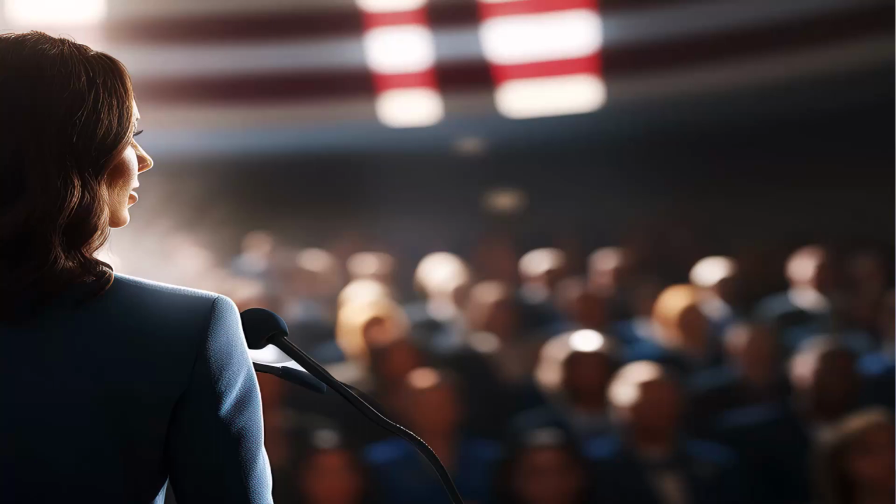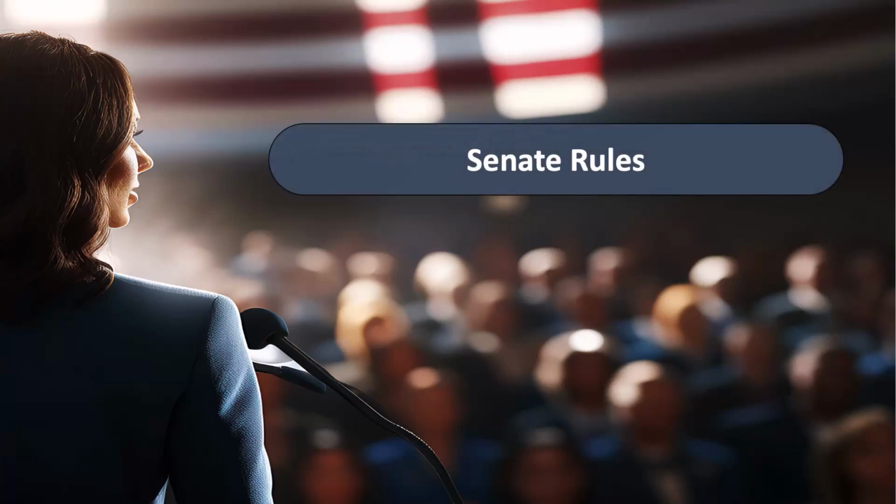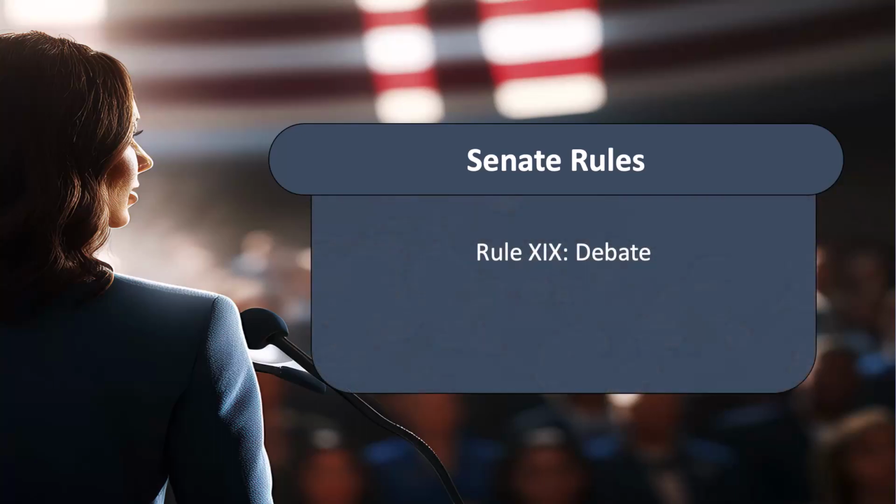Rather, it arises from the Senate's rule that allows for unlimited debate and the lack of a rule to force a vote on a motion or a piece of legislation. The key rule that indirectly enables the filibuster is Rule 19, Debate. This rule addresses the conduct of debate in the Senate, permitting unlimited debate on legislative business unless a cloture motion is invoked. Since there's no inherent time limit on speeches or debate under this rule, senators can theoretically speak indefinitely, which forms the basis of the filibuster.